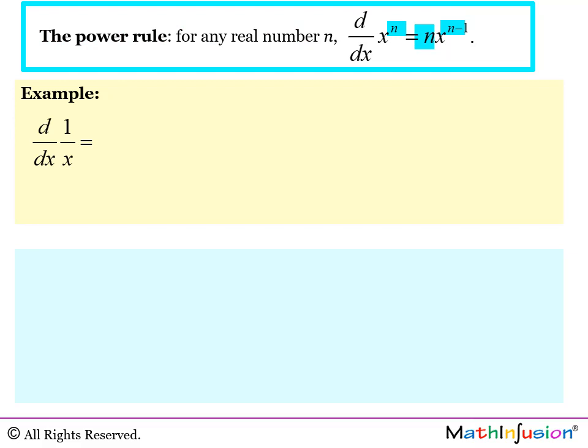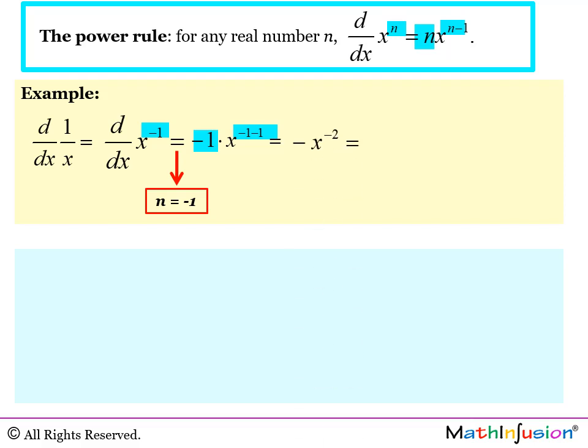What is the derivative of 1 over x? We have to write this as x to the power of negative 1, so n equals negative 1. When n equals negative 1, you can use the template. It's negative 1 times x to the power of negative 1 minus 1, and we get negative x to the power of negative 2. I'm going to write it in a different way, and I get negative 1 over x to the power of 2.